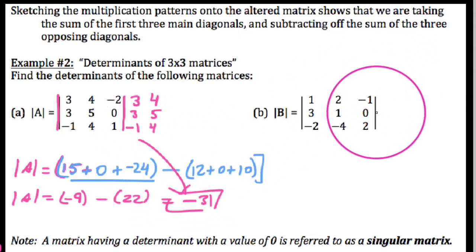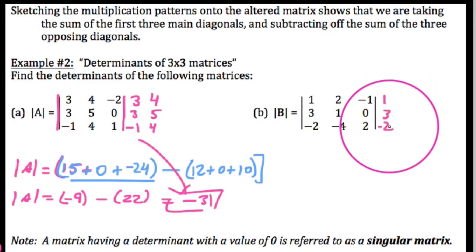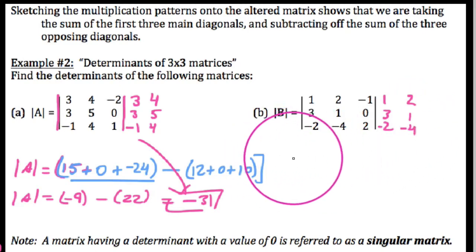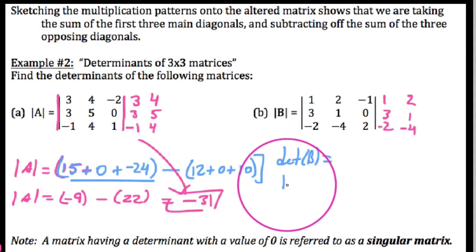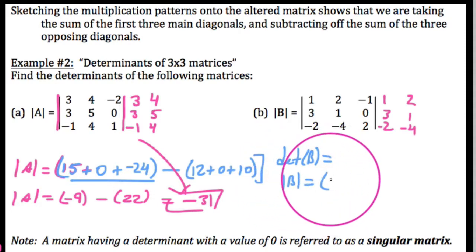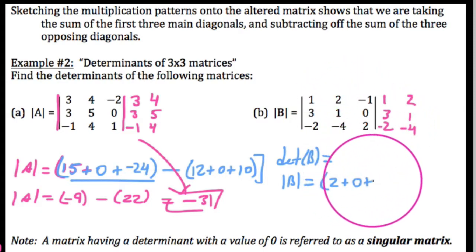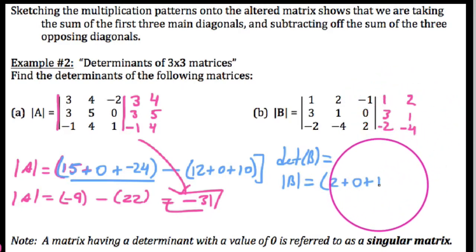Okay, so let's try one more time here. We'll recopy the 1, the 3, and the negative 2. And we say 2, 1, negative 4. So we get the determinant of B this way. We'd say 1 times 2 is 2. Plus 2 times 0 times negative 2, which is 0, plus negative 1 times 3, which is negative 3, times a negative 4 is a positive 12.